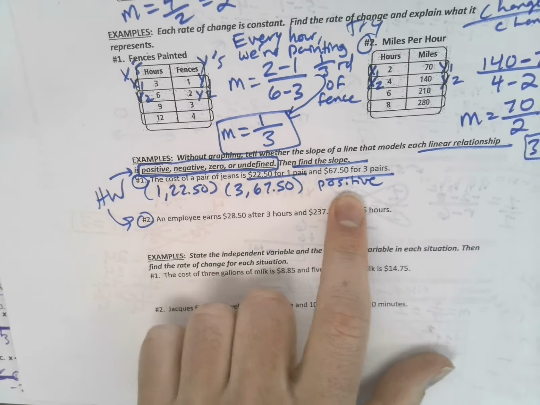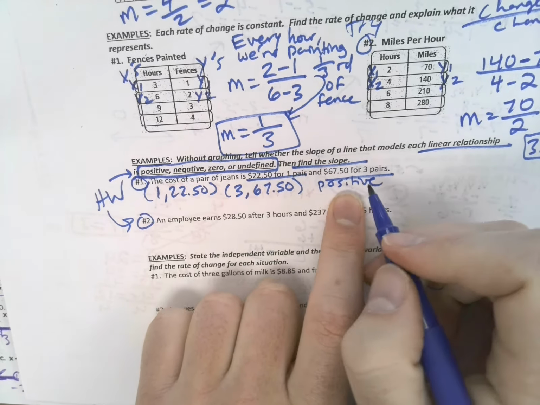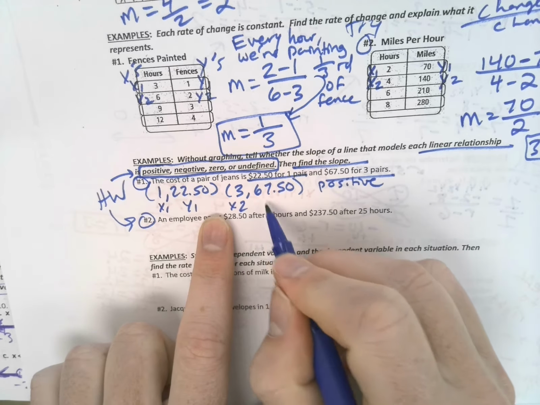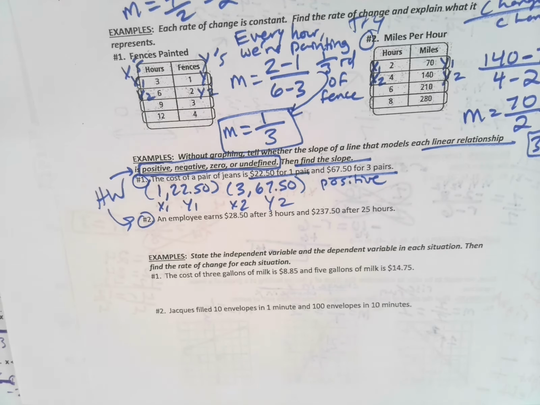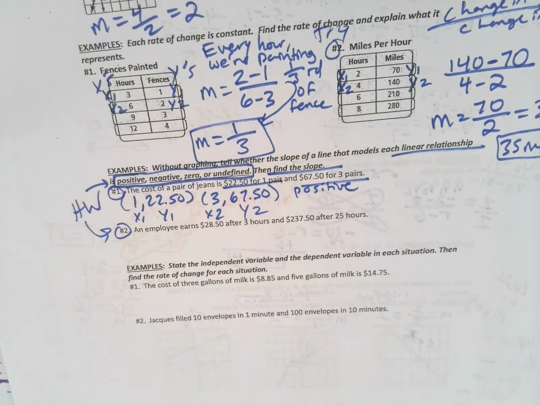All right, so that's a positive. So we got X1, Y1, X2, Y2. And so you guys can absolutely find the slope here. Y2 minus Y1 over X2 minus X1. I'll let you guys see if you can do that for 1 and 2.